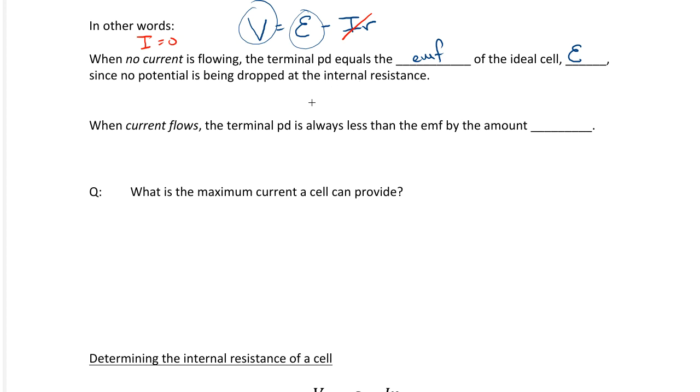So when no current is flowing, the terminal potential difference equals the EMF of the ideal cell. And that's because no potential is being dropped at the internal resistance. This term has become 0. However, when current flows, the terminal potential difference is always less than the EMF by the amount I times little r. That's what this is showing.